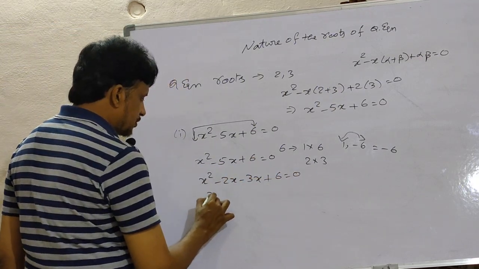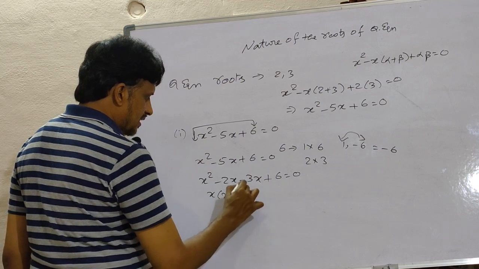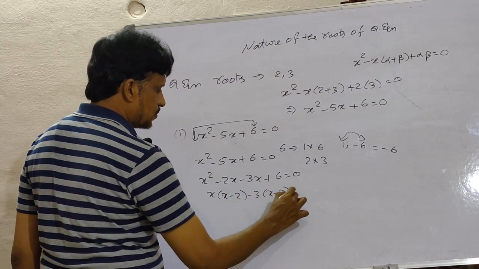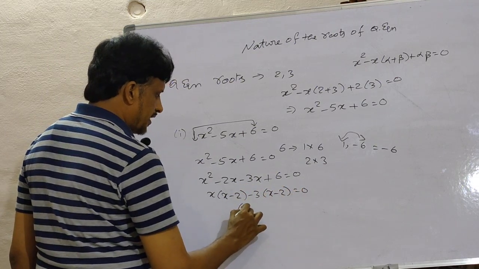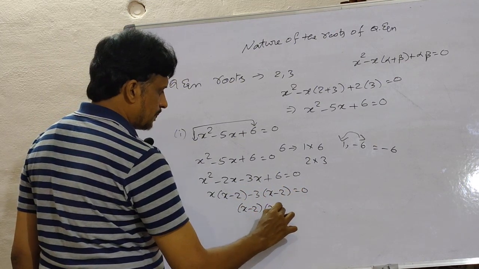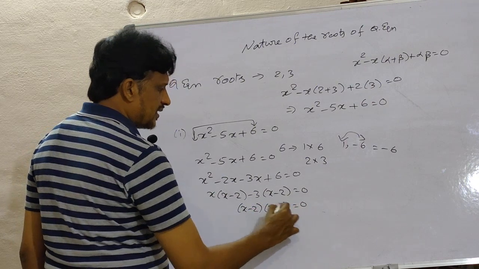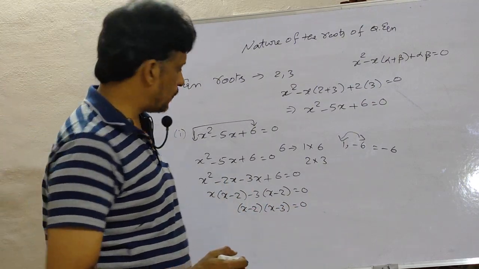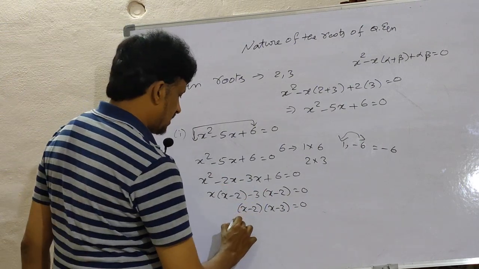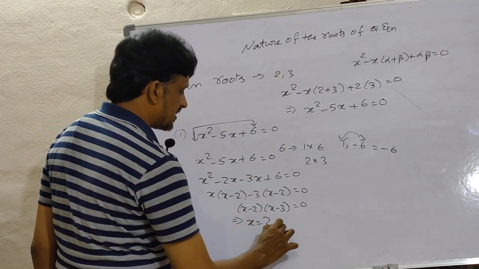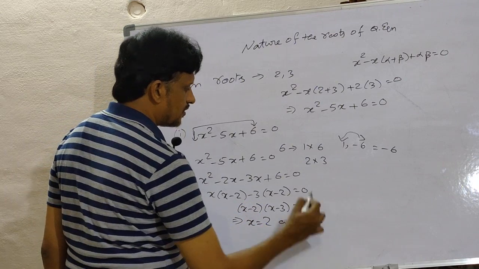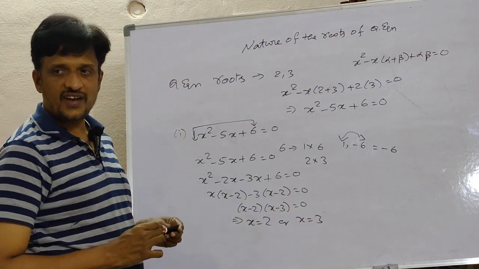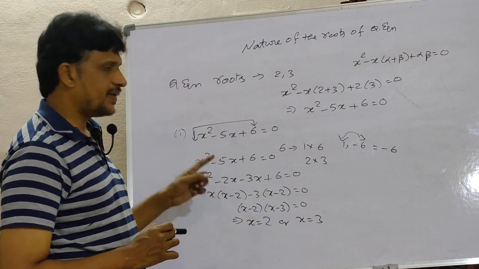Then in x square minus 2x, x is the common term. The same factor you should get here by taking common minus 3, then x minus 2. Now x minus 2 into x minus 3 is 0. Here the product of two terms is 0, which means either the first one is 0 or the second one is 0, or both may be 0. That means x minus 2 equal to 0 gives x equal to 2, or x minus 3 equal to 0 gives x equal to 3. So like this you can find the roots by using the factorization method.